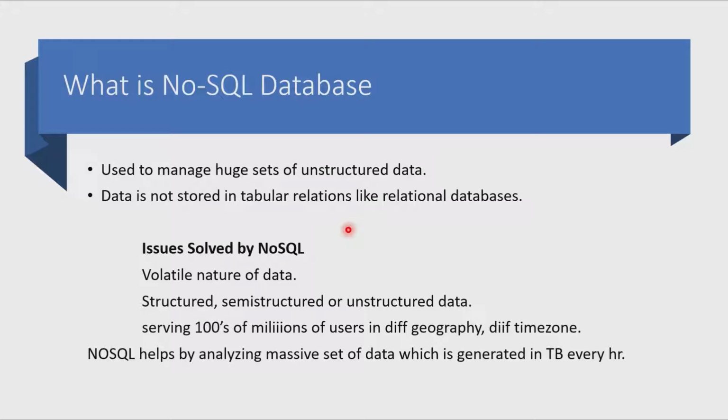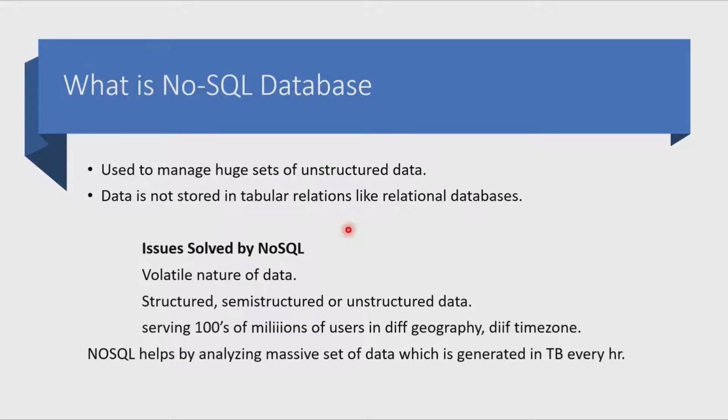A NoSQL database is a database which is used to manage a huge set of unstructured data. Unstructured data is the one which cannot be stored in tabular format. That is, it does not have fixed column and row like things, which are possible only in a relational database. Due to these concerns, where the data has to be inserted in a format for which the schema cannot be defined, NoSQL came into existence.